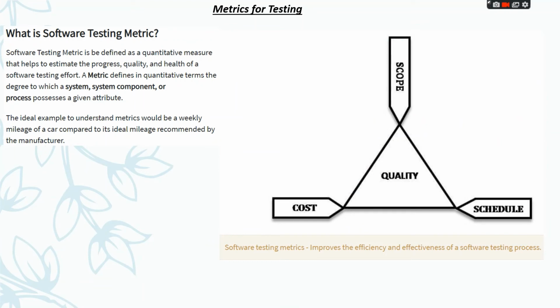Now this is what a simple diagram of testing metrics looks like, where you can see there are scope, quality, cost, schedule, all under the term quality. So a software testing metric is defined to be the quantitative measure that helps to estimate the progress, quality and health of the software testing effort. Such a metric defines in quantitative terms a system component or process for a given attribute. So this is an ideal example to understand the metric.